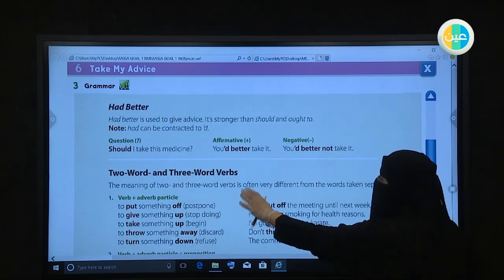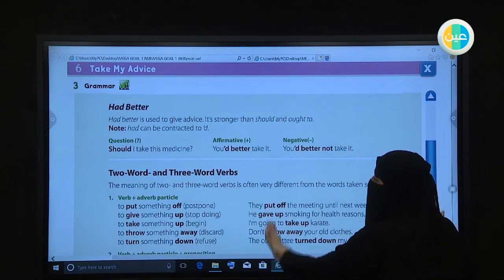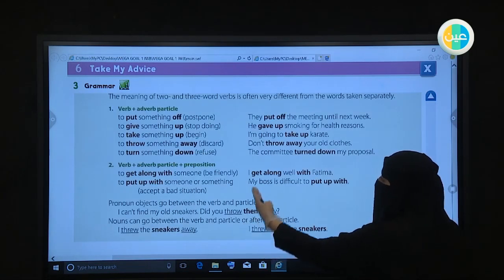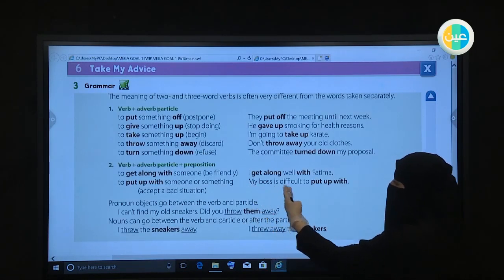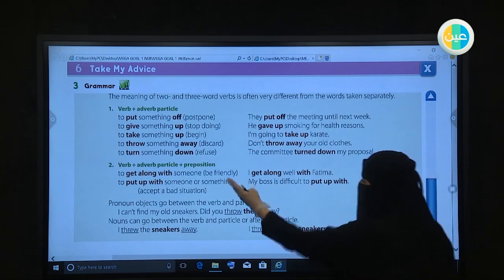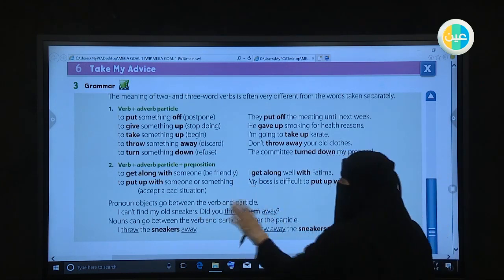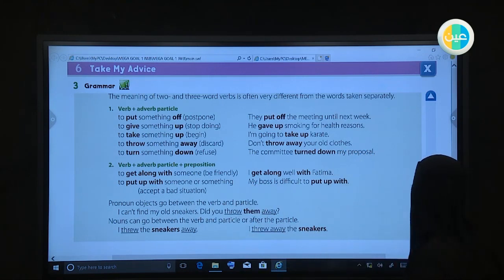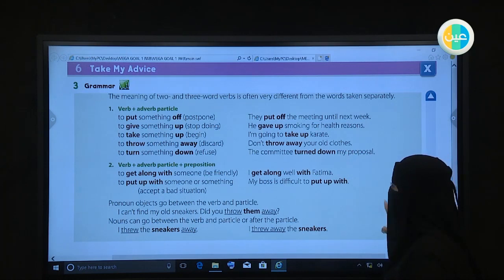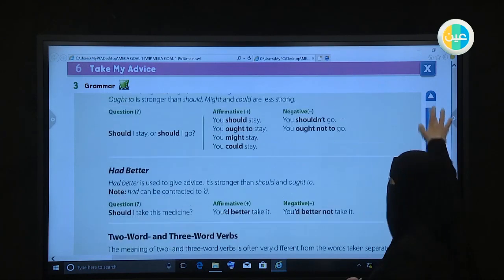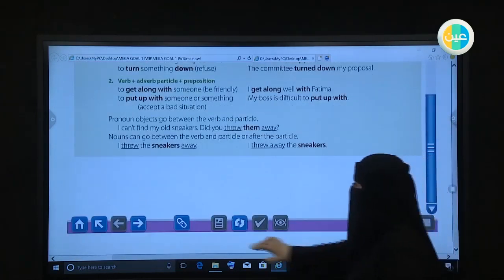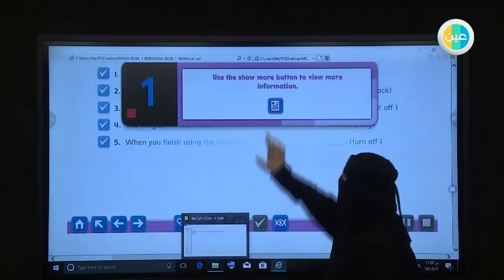After that, they're talking about two words or three words that come together to form a meaning. And the last section talks about a verb and adverb particle preposition, and how to use it, with the pronoun objects when they come between the verb and particle. Okay? So this is our lesson today on the left side. Let me check the right page, what we have.